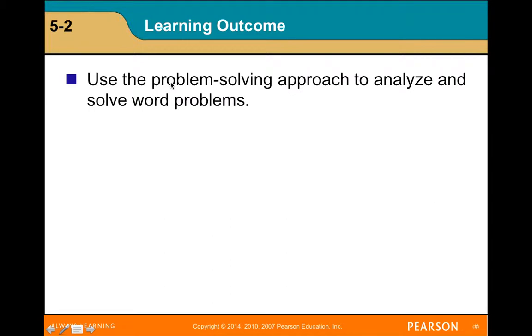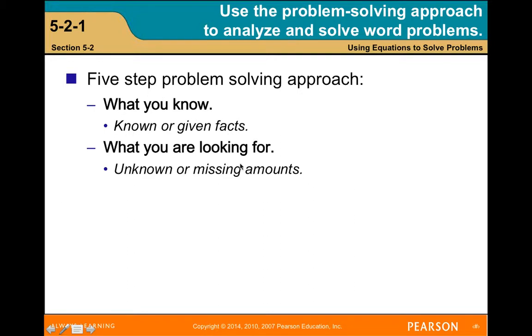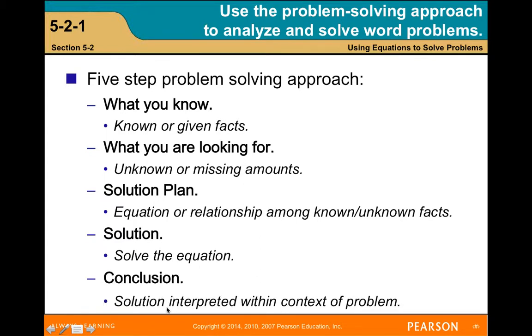Learning outcome for section 5-2: use the problem-solving approach to analyze and solve word problems. The 5-step problem-solving approach. What you know are the known or given facts. What you're looking for, unknown or missing amounts. Solution plan, equation or relationship among known or unknown facts. Solution is to solve the equation, and conclusion is interpreted within the context of the problem.